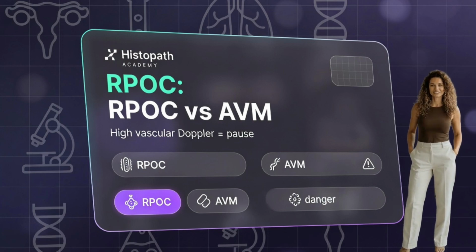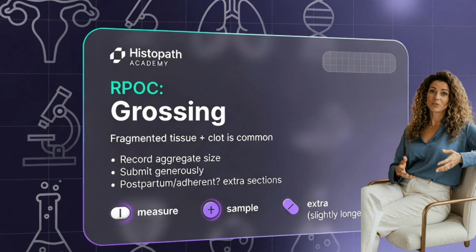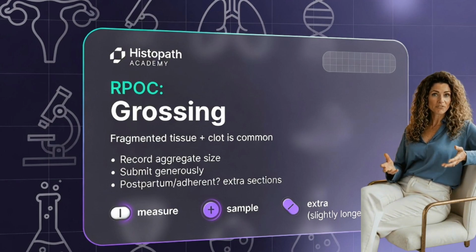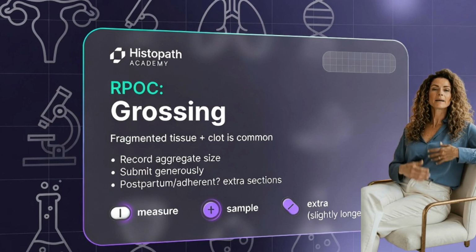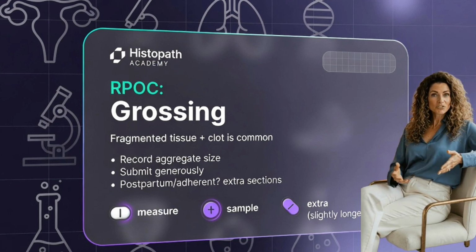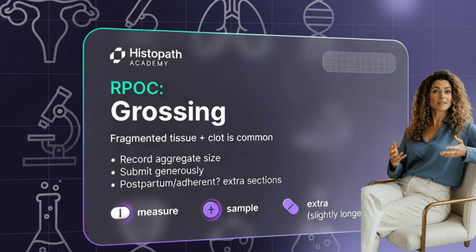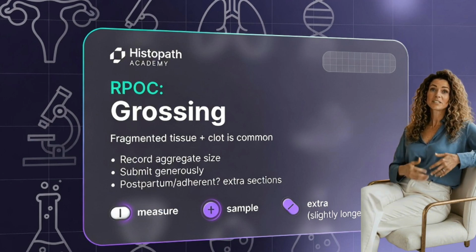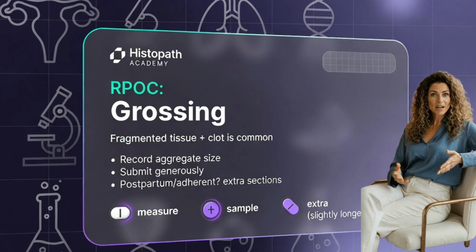Grossing: what to do. Most RPOC specimens are messy, fragmented tissue plus clot. Don't expect a neat placenta. Describe aggregate size and tissue types, then sample generously. Villi can be focal. If postpartum or adherent tissue is mentioned, look carefully and submit extra sections to assess for abnormal adherence. Now to the core question under the microscope: do we have chorionic villi or not?